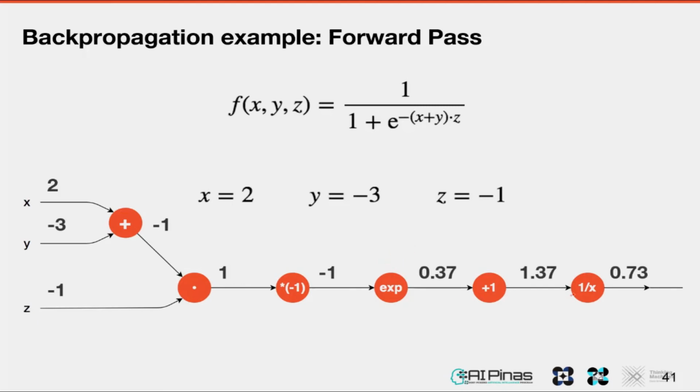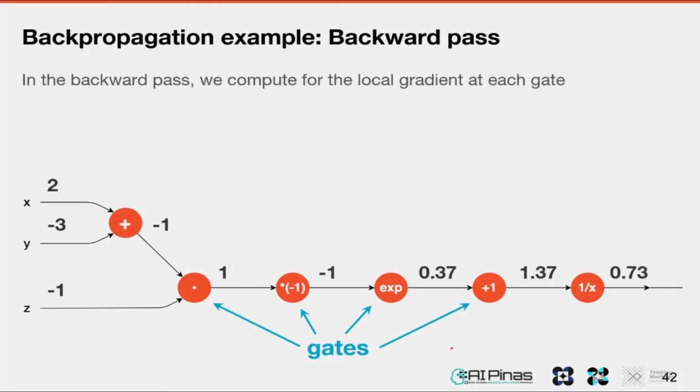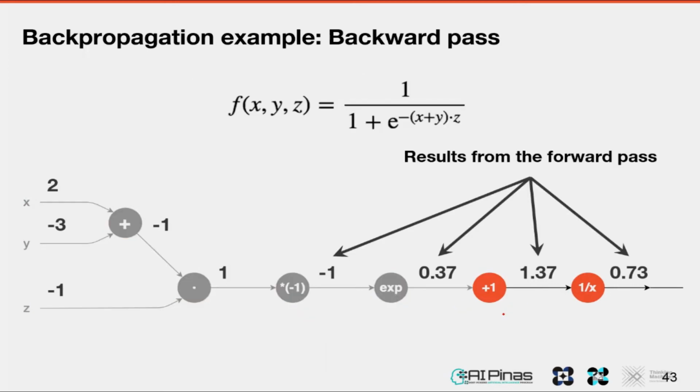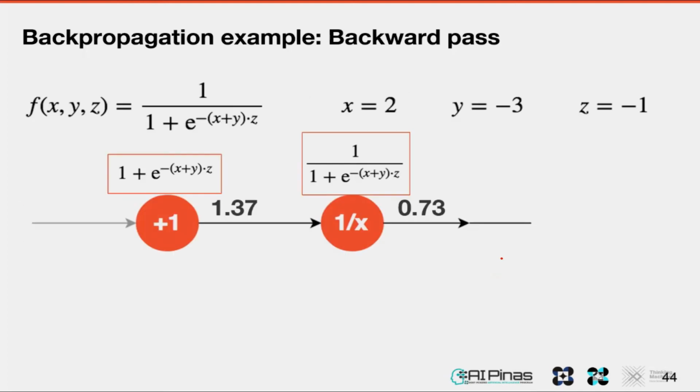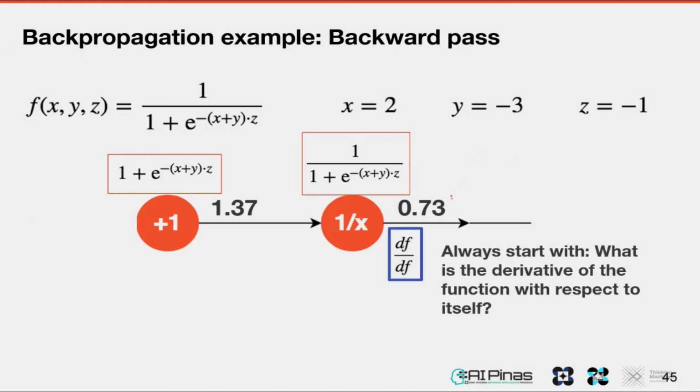Now for the backward pass, we have these gates, and these are the results from the forward pass. We'll zoom in on the rightmost ones first. These expressions in boxes are the intermediate functions written explicitly so that we can more easily determine the derivatives. Again, we start with the derivative of the main function with respect to itself, which is always 1.